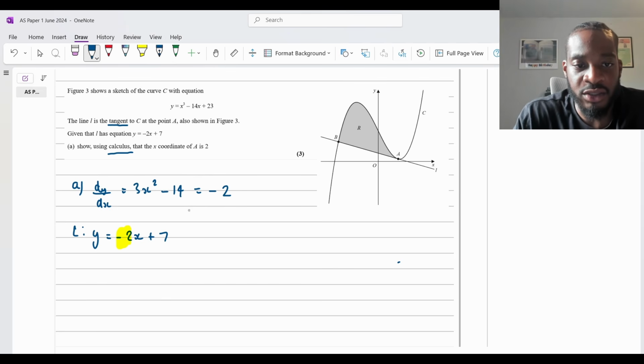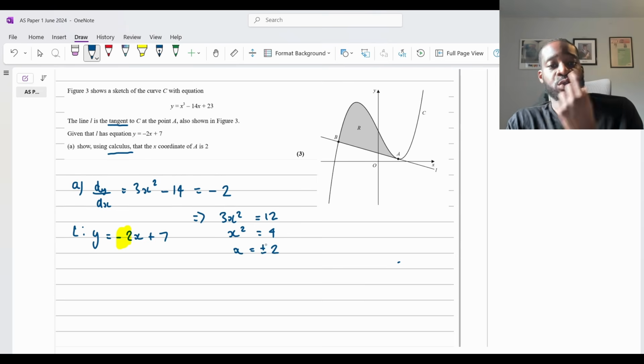So I'm going to solve this. Doing that, it's going to be 3x squared. Add the 14 over, that'll be a 12. Divide by the 3, that'll be a 4. Square root, we're going to have plus or minus 2. So x either equals plus or minus 2.